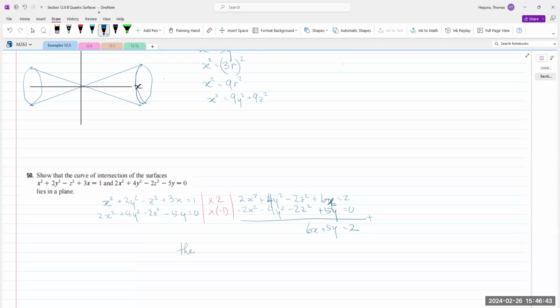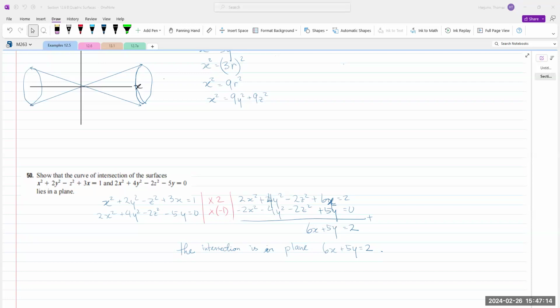The intersection is in plane 6x plus 5y equals 2. Okay, now before I close this section here, I actually want to teach you at the same time how to use GeoGebra.